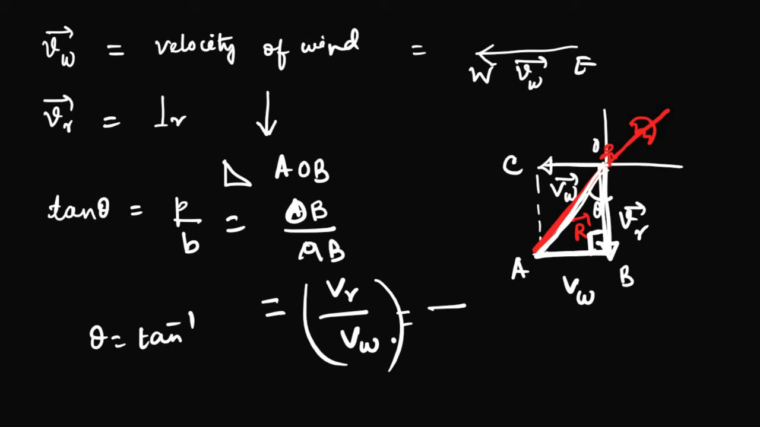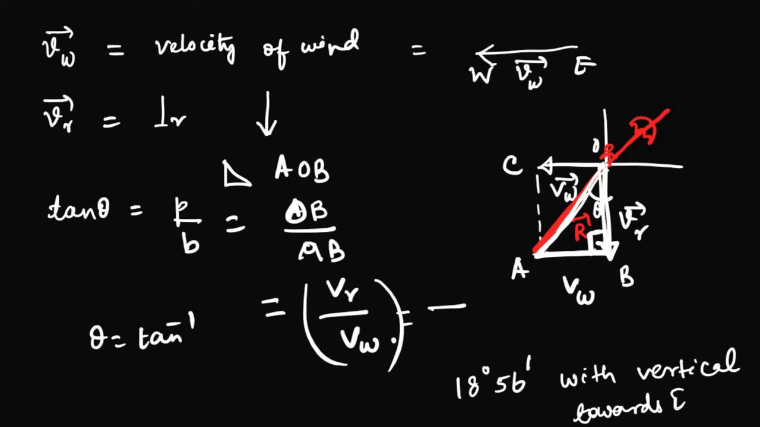Now what would be the direction? As it is a vector quantity, you can find out the magnitude of the velocity, but you need to find the direction also. So how to write the direction? The answer will be 18 degree 56 minutes with the vertical, towards east, along this direction, towards east.